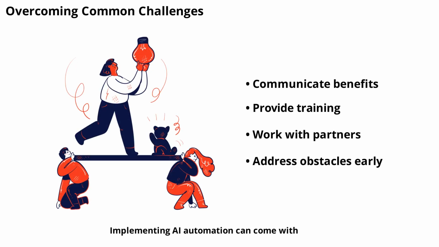Implementing AI automation can come with challenges such as resistance to change, integration issues, and data quality concerns. Address these by communicating the benefits of automation, providing adequate training, and working closely with technology partners. Being proactive about potential obstacles will help ensure a smooth transition and long-term success.